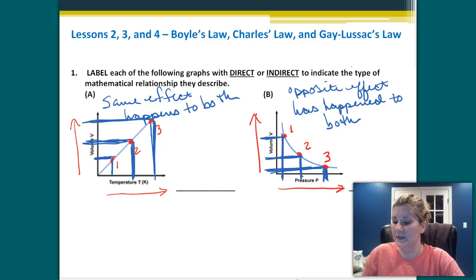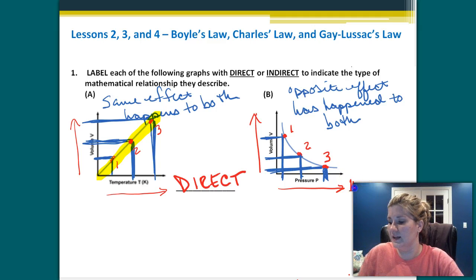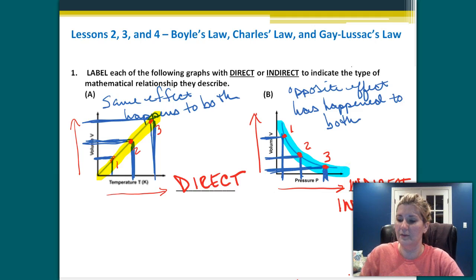When you have the same thing happening to both variables or both properties, we're talking about a direct relationship, and that is always characterized by a straight line. Okay? When you have 2 different things happening, we're looking at an indirect, or the other words we have used is inversely proportional. An inverse or indirect relationship. And that again is always characterized by some curved line. Whether it goes to the left or to the right doesn't really matter as long as it's curvy.